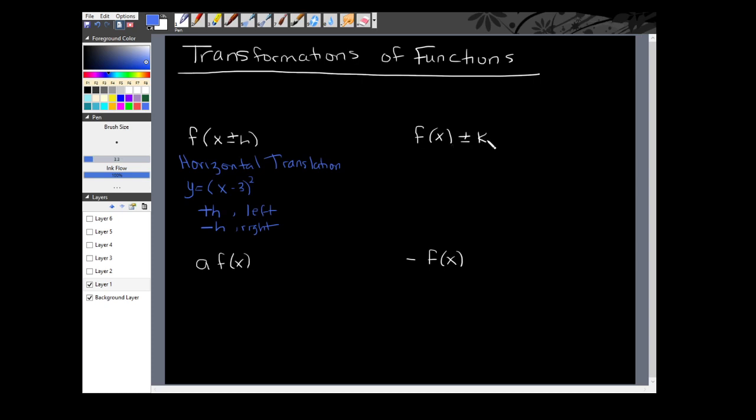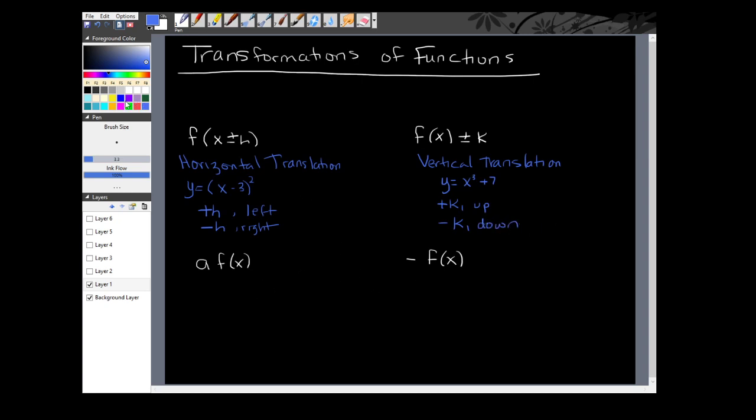Now, if we add or subtract a value outside of the grouping symbol, then we have a vertical translation. Again, it's not flipping it or stretching it or anything. This is just scooting it up or down. So an example of this might be something like y equals x cubed plus 7. This would be moving it up by 7. Notice that the 7's not inside the grouping symbol of that cube. So if it says plus a number, you're going to be going up, and if it says minus a number, you're going to be going down.